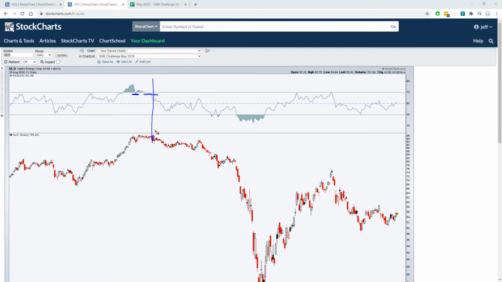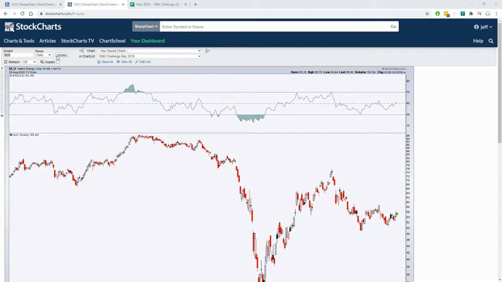But this is referred to as a failure swing. Sorry about my crooked lines here, mouse-drawn lines. But this is a failure swing. And when we break the low from these two overbought positions, that is where you get short and you look for a downside trend to emerge. Okay? And so that's a failure swing.